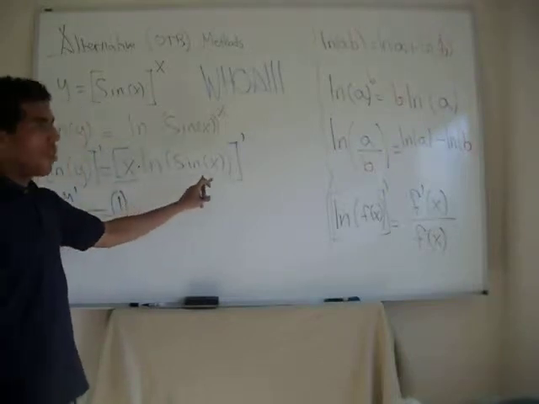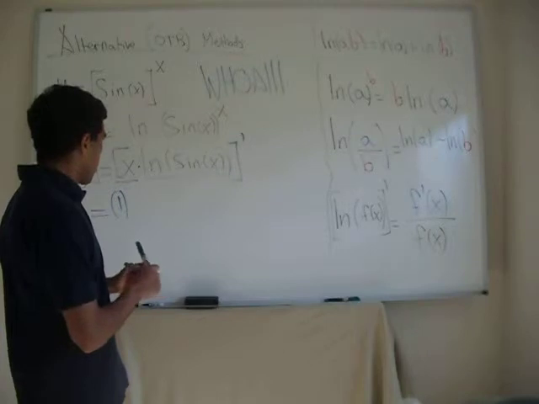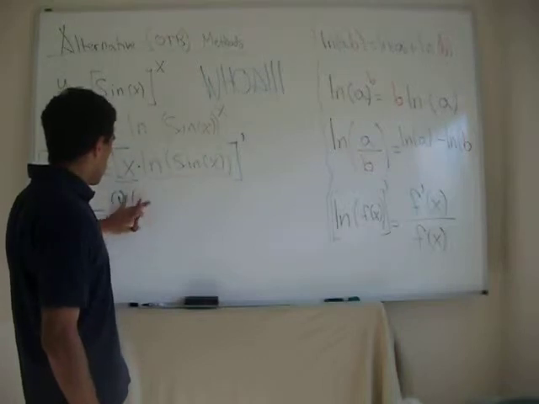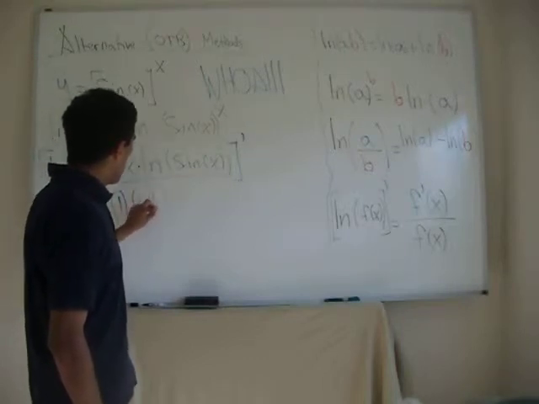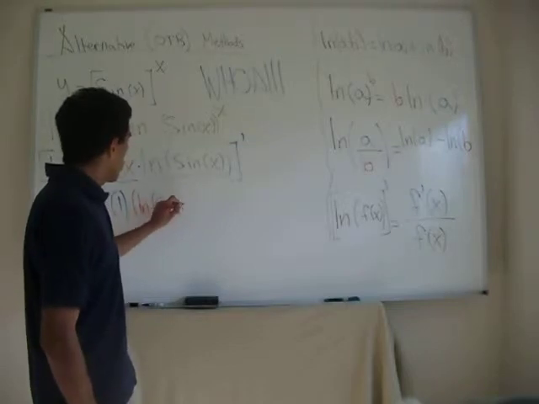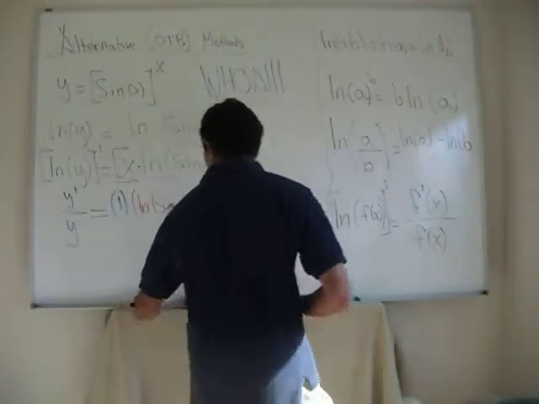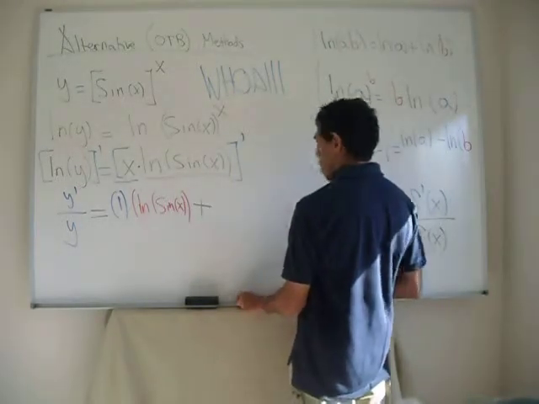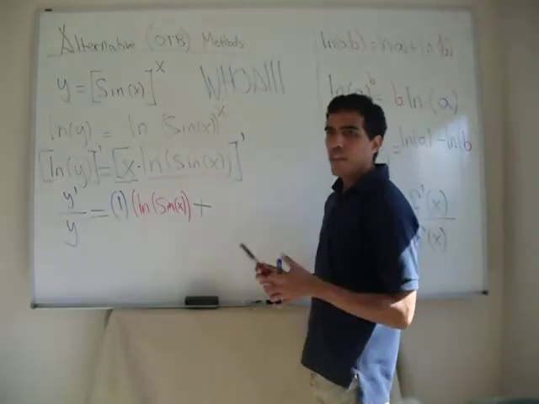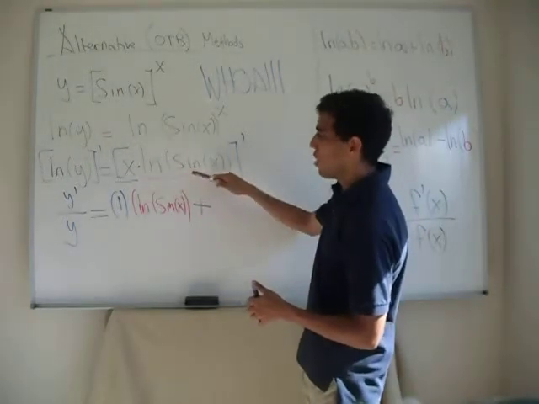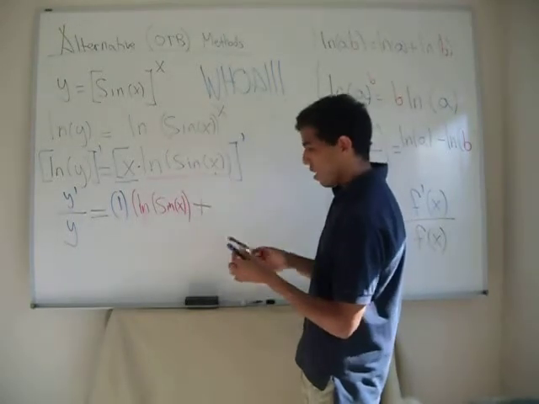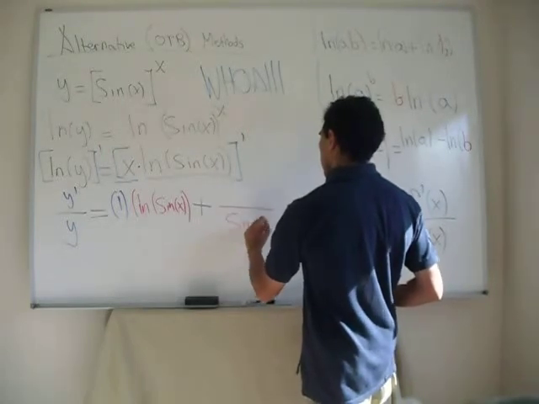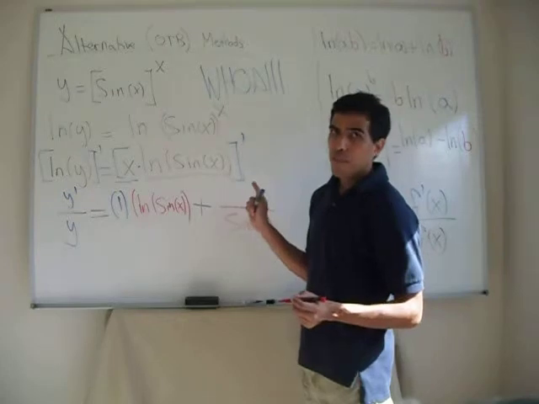times the second, natural logarithm of sin x, plus the first function times the derivative of the second function. The second function is the logarithm of sin x. The derivative of the logarithm of sin x is sin x in the denominator, because it's 1 over sin x, multiplied by the internal derivative.